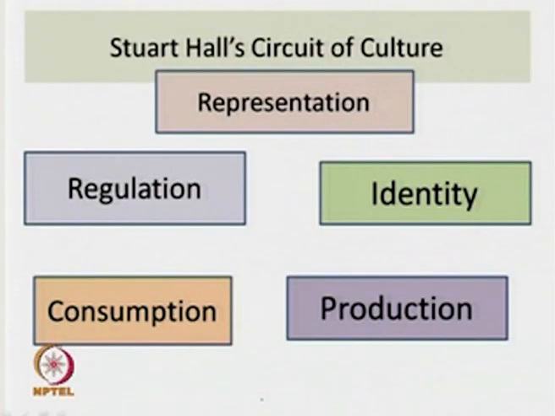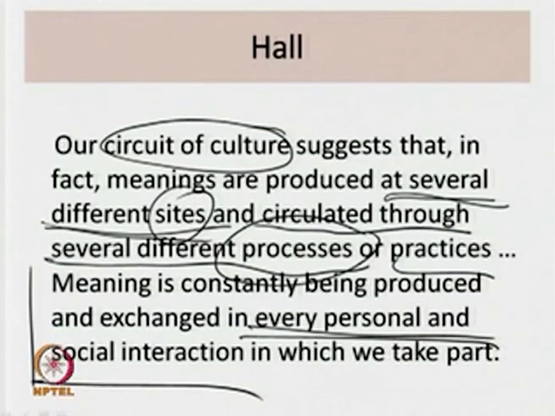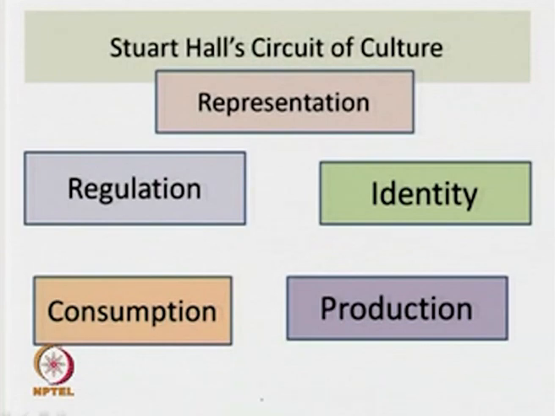Now, this is Hall's circuit of culture. Okay? So, we will go back again and see what is the circuit of culture. The circuit of culture suggests that meanings are produced at different sites. Now, this is the circuit of culture. Okay? So, it is not therefore enough for us to talk only about representation. It is not enough for us to stop there.